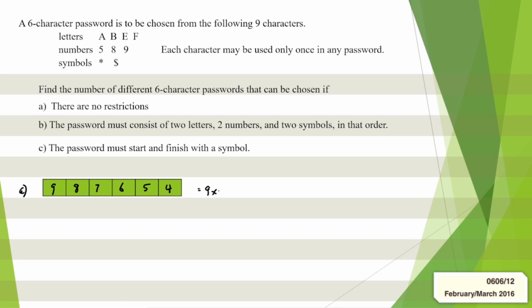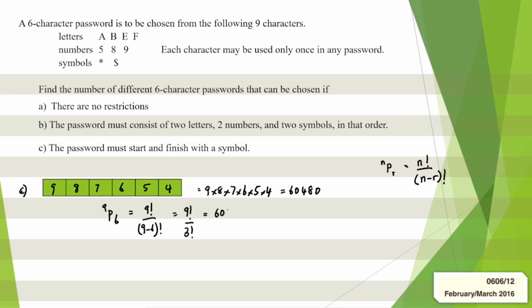So that's calculated as 9 times 8 times 7 times 6 times 5 times 4. That will give 60,480 permutations. The other way to look at this is to use the permutation formula. Let's write it here. So we have nPr, which is n factorial divided by n minus r factorial. So in part A, we have 9 characters to choose from, and we have to choose 6 characters. So this is 9P6. Using our permutations formula, we'll have 9 factorial divided by (9 minus 6) factorial, which gives us 9 factorial on 3 factorial. And if you were to calculate that, you will indeed get 60,480. That's part A finished. Let's go on to part B.